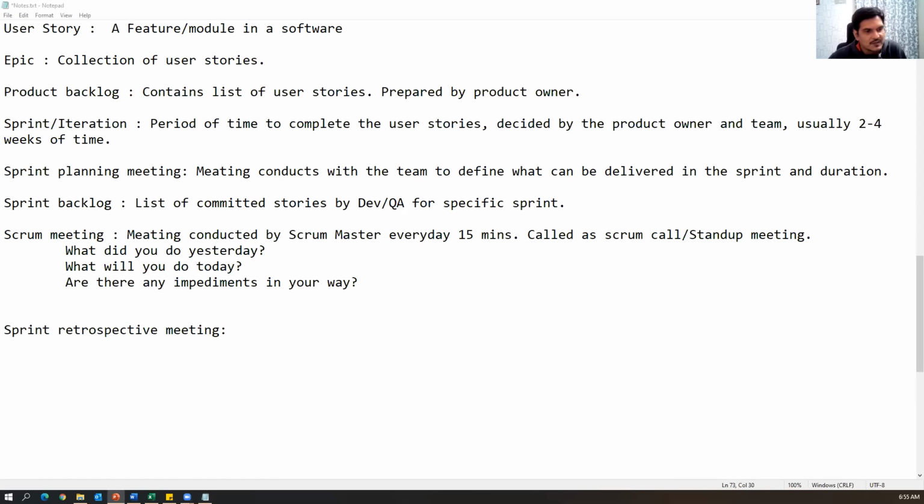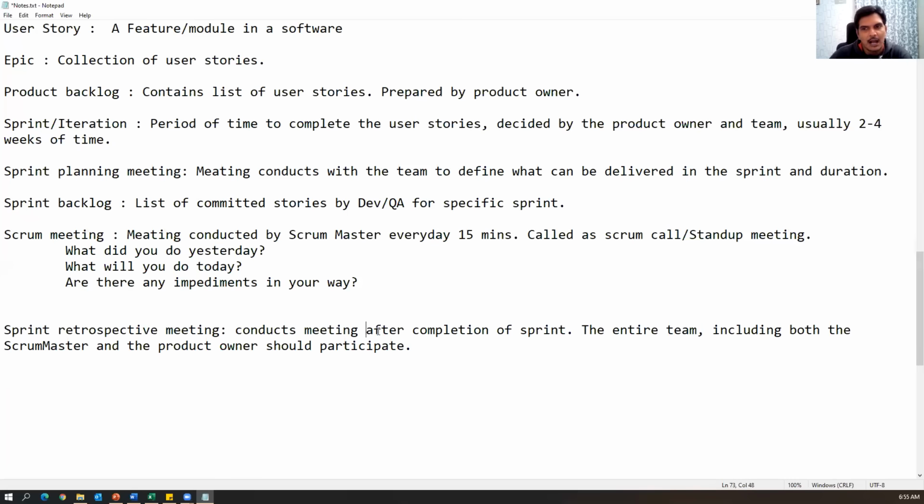So this is a meeting that will be conducted after completion of every sprint. The entire team, including the Scrum Master and product owner, along with the dev and QA, everybody will participate in this meeting.